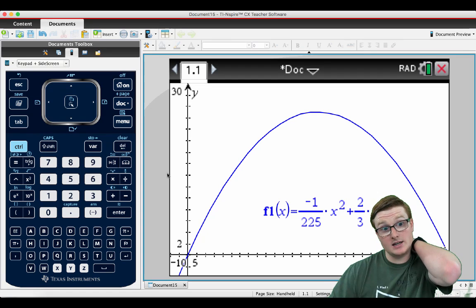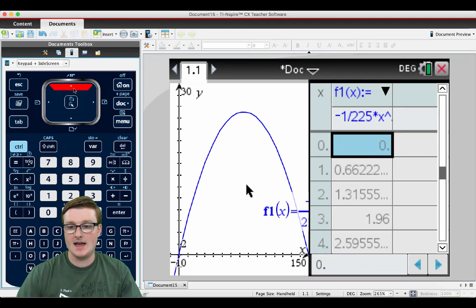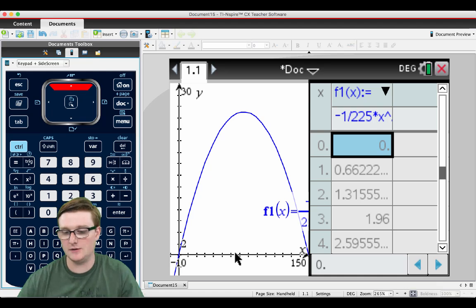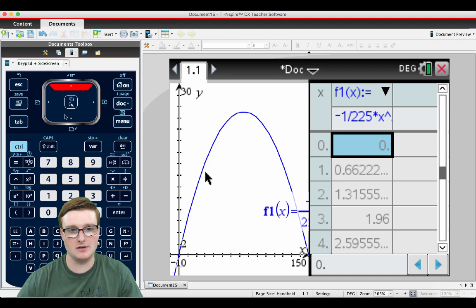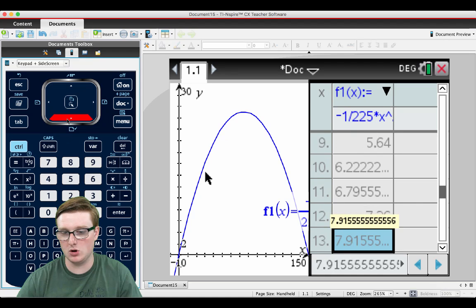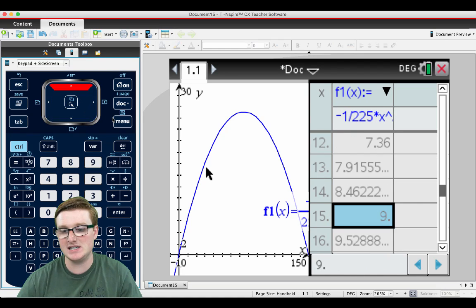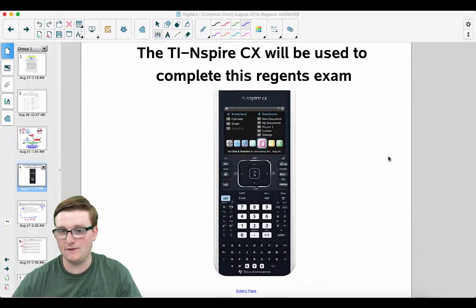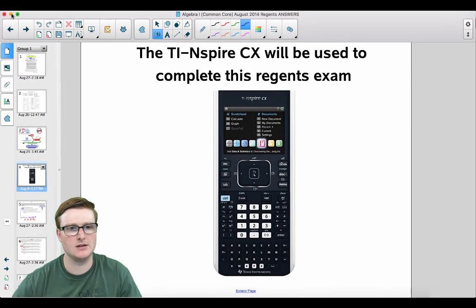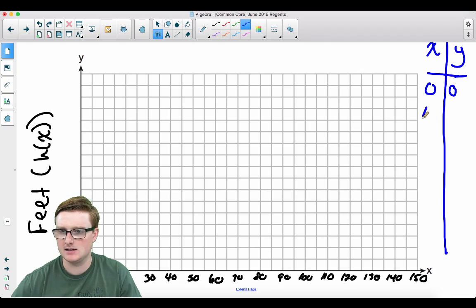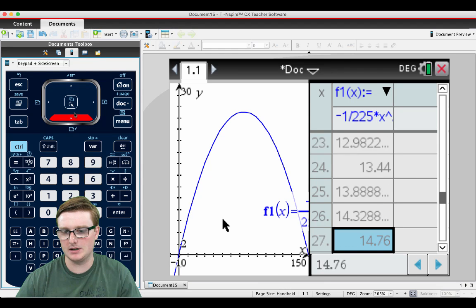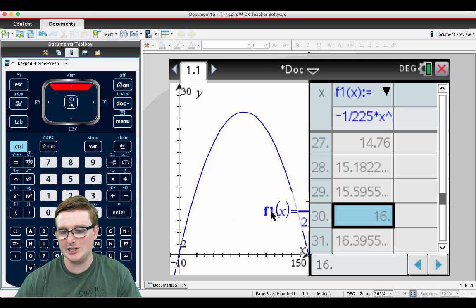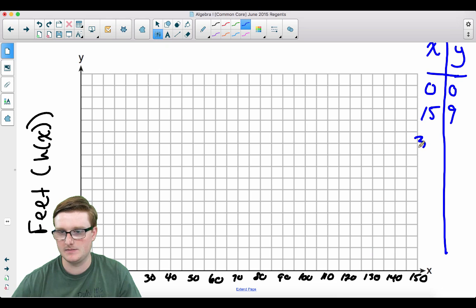So it is a quadratic. If you do Control T and you just start graphing, 0, 0. Well, of course, because you need to start on the ground somewhere. So 0, 0, and you just keep on going. The next point that would be great to put is the next whole number, which is 15, 9. Keep on going to the next whole number. 30, 16. Keep on going.